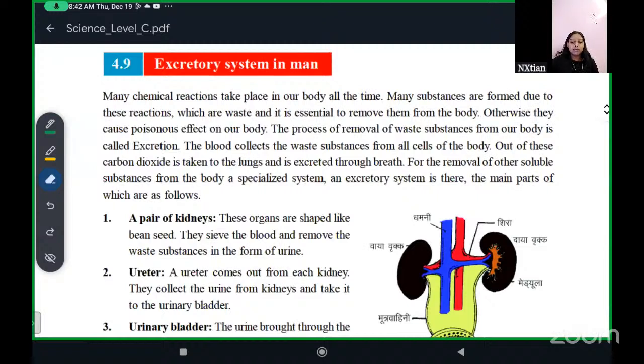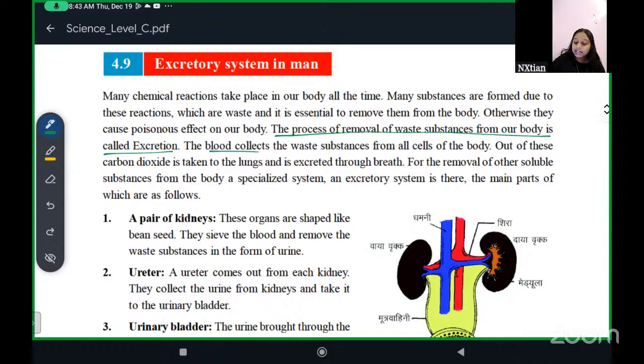Then we have the excretory system in man. Now we know that the waste that is formed in our body needs to come out. Since it is waste, it's essential that it comes out of our body. Many substances are formed due to these reactions, which are waste and essential to remove from the body, or it will cause a poisonous effect in our body. Now, the process of removal of waste substances from our body is known as excretion.